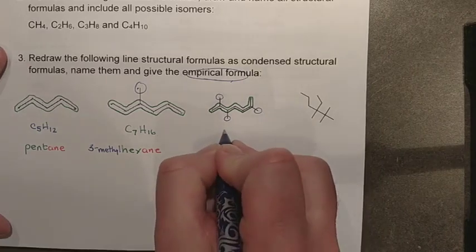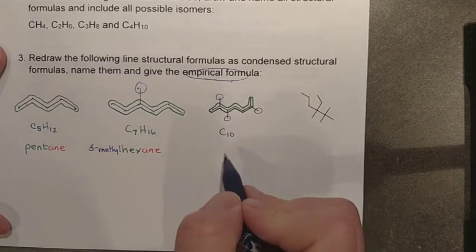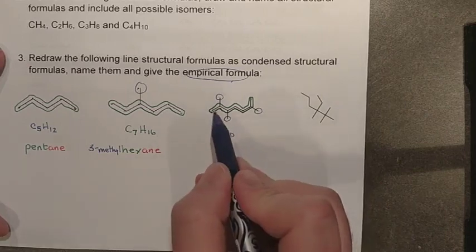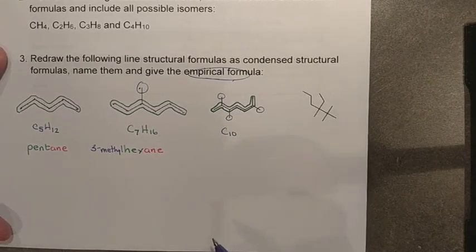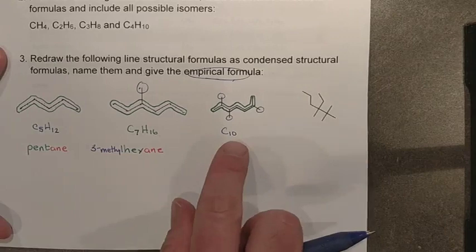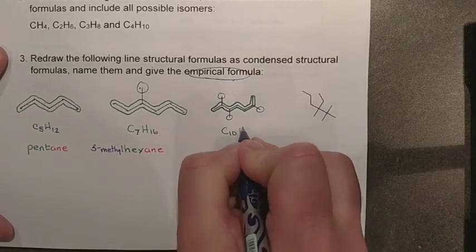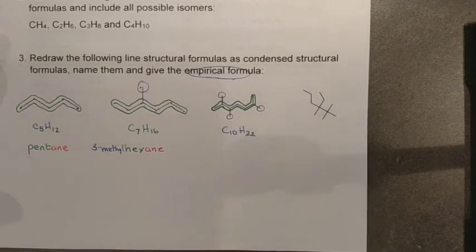So this becomes C10. If this is all single bonded, which we can see here, then this will have to be a maximum saturation, and so we have our general formula we can use of CnH2n+2. So we double this, add 2 more, and we recognize this as C10H22.